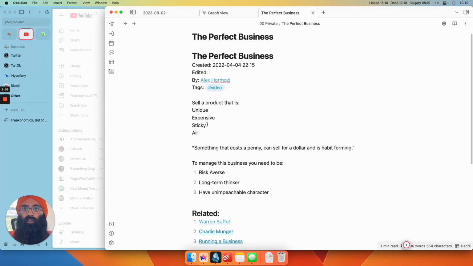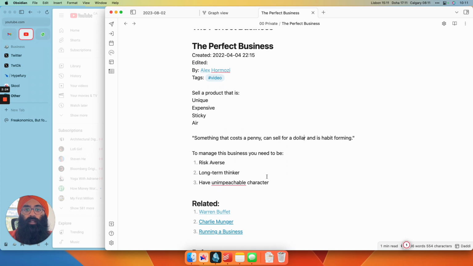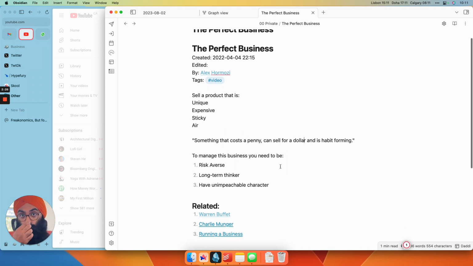So this idea is from Alex Hormozi, and he advises to sell a product that is unique, expensive, sticky, and air. A more tangible way to put that in a sentence is: sell something that costs a penny, that you can sell for a dollar, and that's habit forming. And then some principles on how to manage this perfect business.